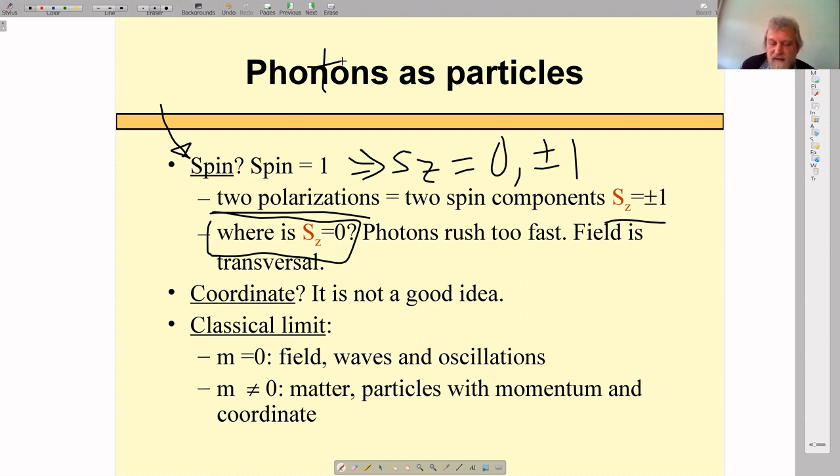Right. Photons just rush too fast, so we can never be in the same coordinate system as photons. That's why we don't see this third possibility. If we were photons, if we could move with the speed of light, we could have seen that. Fine. Photon coordinate, for many reasons which I don't have time to discuss now, is not a good idea.